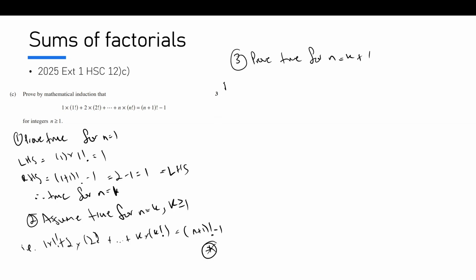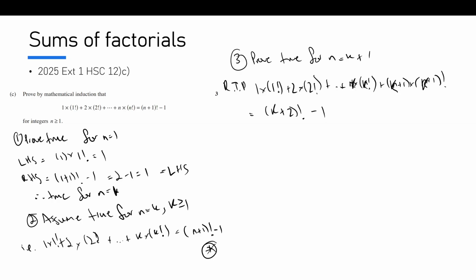So now, if we quickly write this out, we're going to be required to prove 1 times 1 factorial plus 2 times 2 factorial plus up to k times k factorial plus k plus 1 times k plus 1 factorial is equal to k plus 2 factorial minus 1.